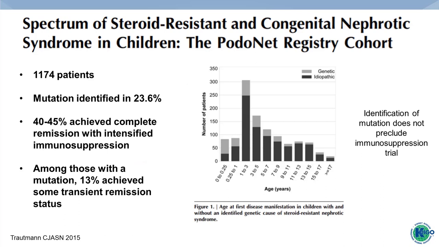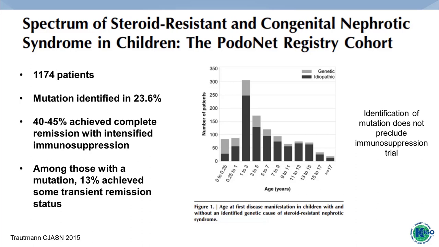So the PodoNet registry includes children with steroid-resistant nephrotic syndrome across 31 countries in Europe. The study in 2015 included almost 1,200 patients, and a mutation was found in about 24% of them. 40% of the entire cohort was able to achieve a complete remission with intensified immunosuppression. But I'm bringing this study up in the context of genetic testing specifically because among those with a mutation, 13% were able to achieve some transient remission with intensified immunosuppression protocols. And so 13% is not insignificant.